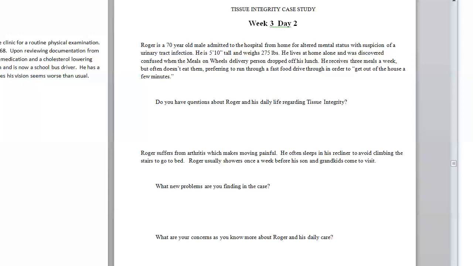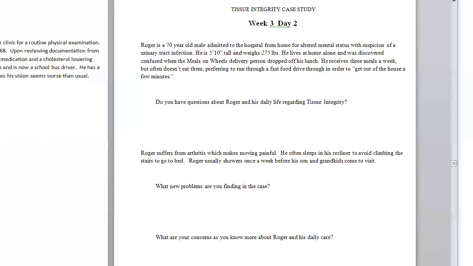It starts off with Roger is a 70-year-old male that's admitted to the hospital from home for altered mental status with suspicion of a urinary tract infection. He is 5 foot 10 inches tall and he weighs 275 pounds. He lives at home alone and was discovered confused when the Meals on Wheels delivery person dropped off his lunch. He receives 3 meals a week, but often doesn't eat them, preferring to run through a fast food drive-thru in order to get out of the house a few minutes.